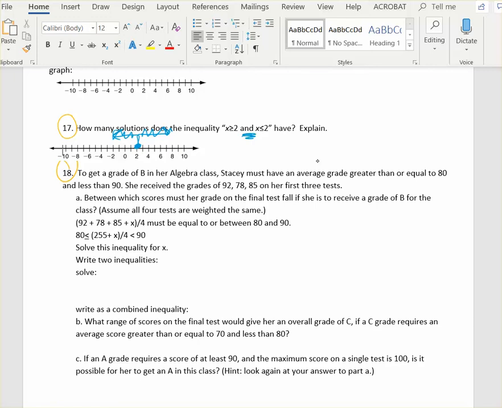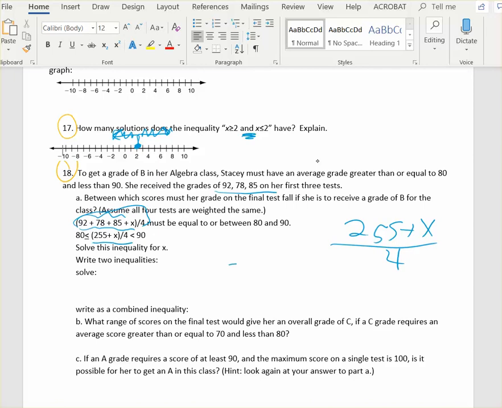All right, number 18. To get a grade of B in her algebra class, Stacy must have an average grade greater than or equal to 80 and less than 90. Here's the grade she's got so far. To find the average, you add up all the numbers and divide by how many you have. So if she's going to have one more test, you would add them up plus some unknown number and divide by 4. So I added these up and it is 255. So this part right here is 255 plus x all divided by 4. And that's what I wrote here.